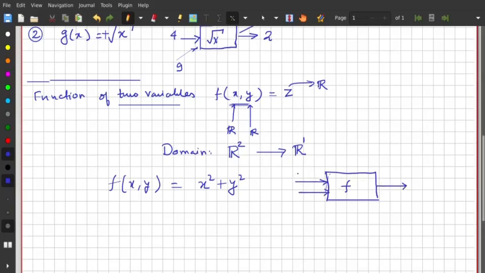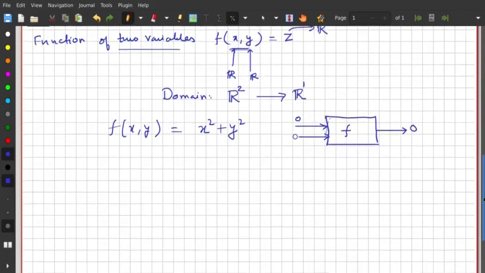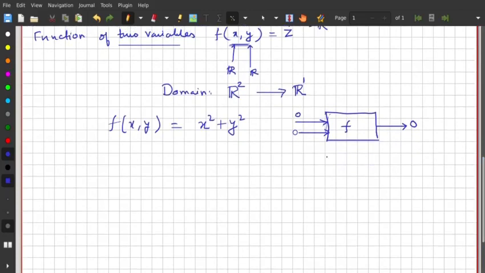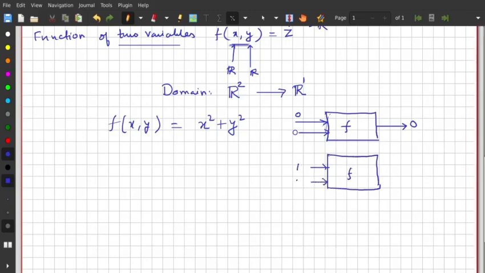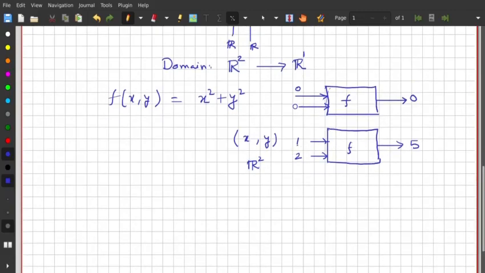Okay, so let's say you give it 0, 0, it provides the output 0. That's telling us the distance is 0 because you are right at the origin itself. Distance is measured with respect to the origin. Let's say we use the same function and give it the point 1, 2. So you see the input is a tuple x comma y coming from a two-dimensional space, R2. Once you give it 1, 2, it will give you the output: 1 square plus 2 square, so that's 5. That's the square distance from the origin of the point 1 comma 2.